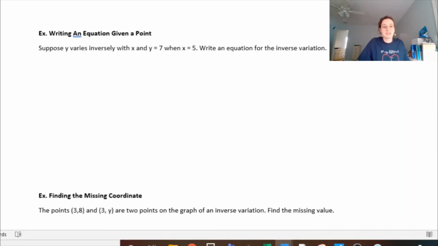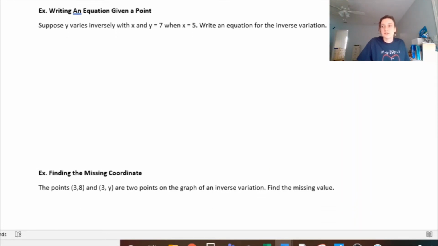Writing an equation given a point. Okay, so suppose that y varies inversely with x, and y is equal to 7 when x is equal to 5. Write an equation for the inverse variation. So the first thing you need to do, step 1, is you need to figure out what k is. Find k. And we know that k is equal to x times y. So that's just going to be, well, x is 5 times 7, which is 35.